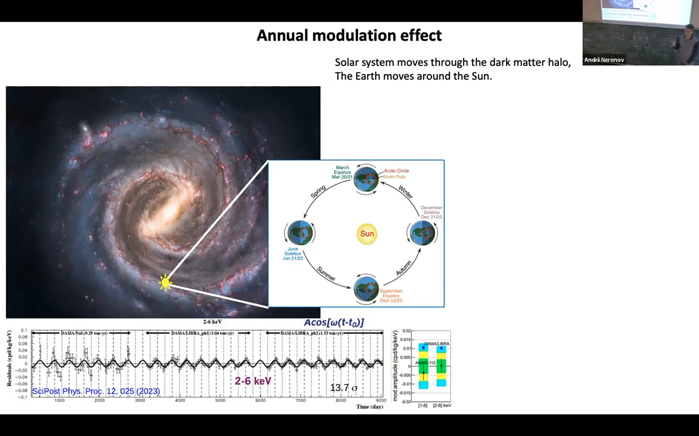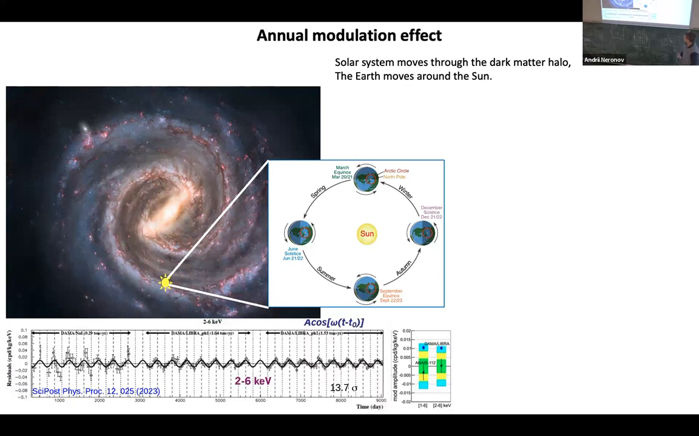I told you, in Xenon they don't see many events; they say there are no more than some 1 to 3 events per year. Yeah. So here in DAMA, they have a lot of events because there is a lot of background that they do not know how to reject. But they see an effect that is called the annual modulation effect.